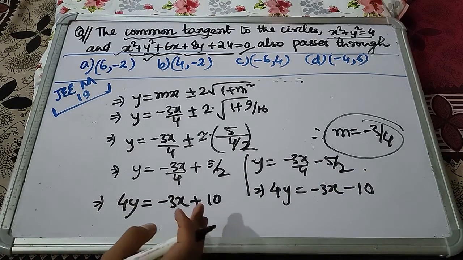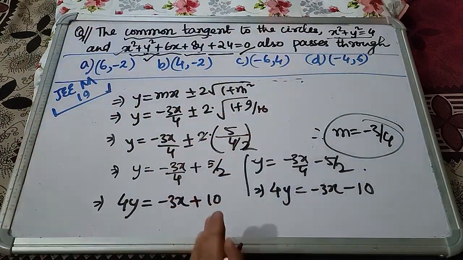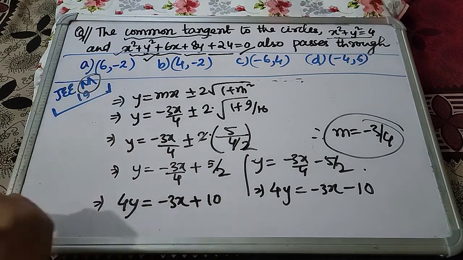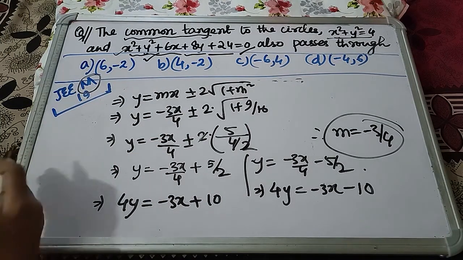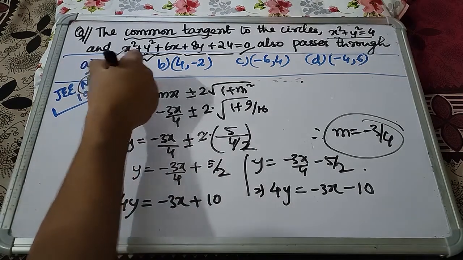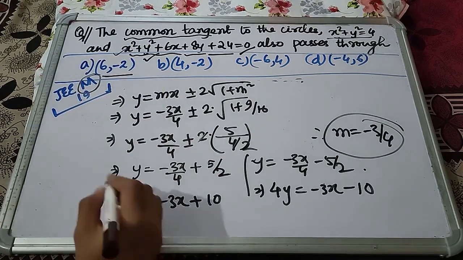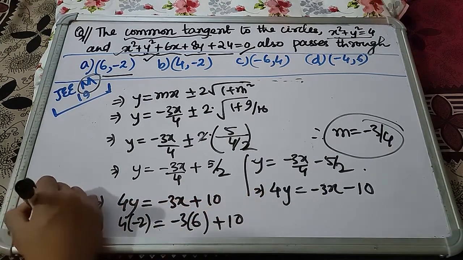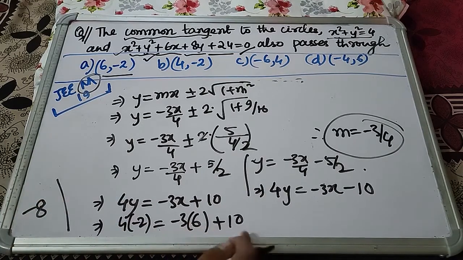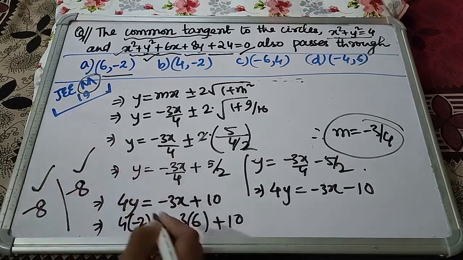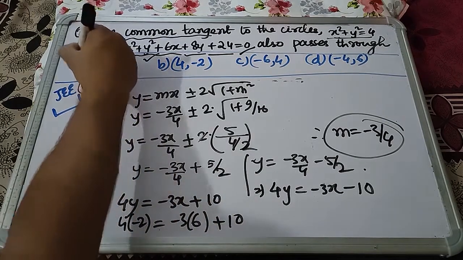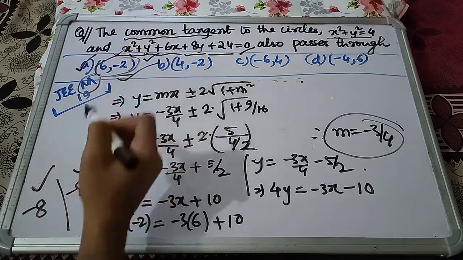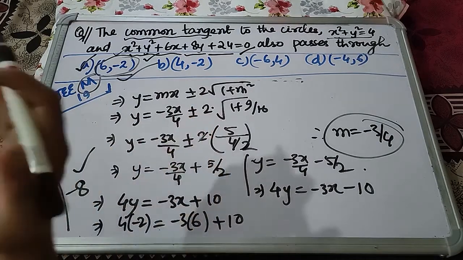Correct? So now apply one by one these values and see which one passes through these lines. As this is a single correct question that appeared in JEE Mains, single correct questions usually come in JEE Mains. So if we get one option, we need not check for the other options. So let us start with the first option, 6 comma minus 2. We apply both the sides. 4 into minus 2 equals minus 3 into 6 plus 10. So this is minus 8 on the left hand side and this is minus 18 plus 10, so minus 8. LHS equals RHS. Therefore, we can say that this line of common tangent also passes through this point 6 comma minus 2, and we need not check for the other options as this is a single correct question.